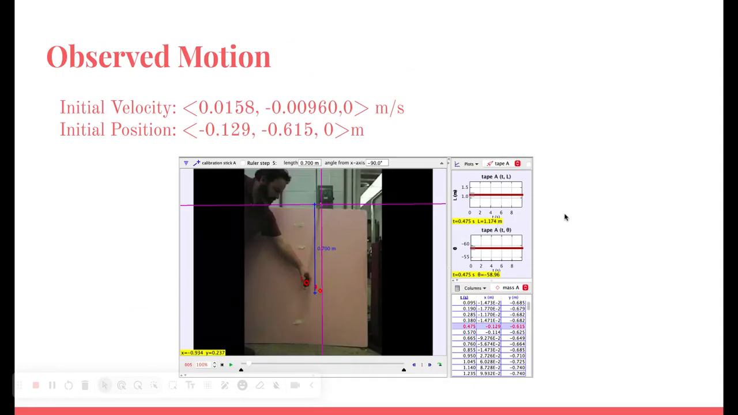The observed motion can be found here, where the initial velocity was calculated to be <0.0158, -0.00960> meters per second, and the initial position was <-0.129, -0.615> meters.